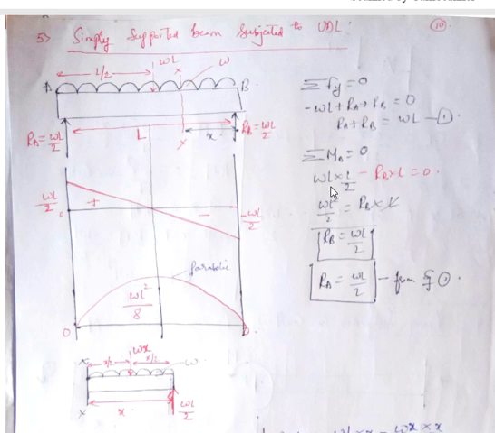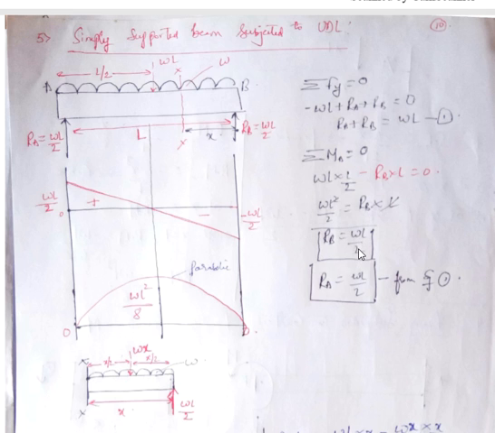So summation of moment, that is WL into L by 2 minus RB into L equal to 0. This minus RB into L, I'll send it to the right side of the equation, so it will become plus. So WL into L by 2 will become WL square by 2, equal to RB into L. This L will get cancelled and this square will get cancelled. So RB is equal to WL by 2.